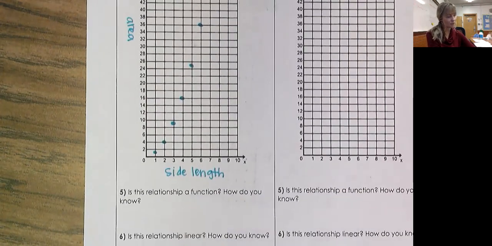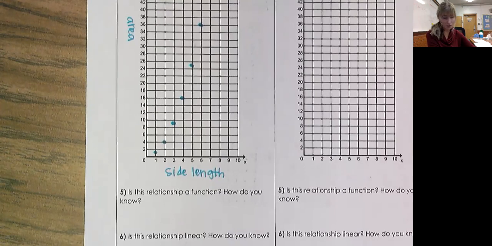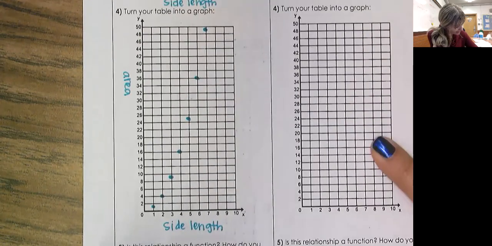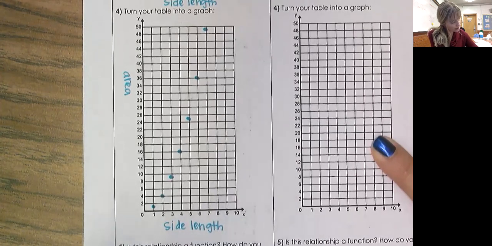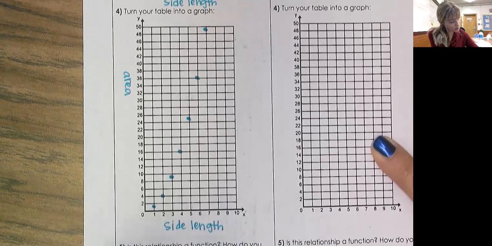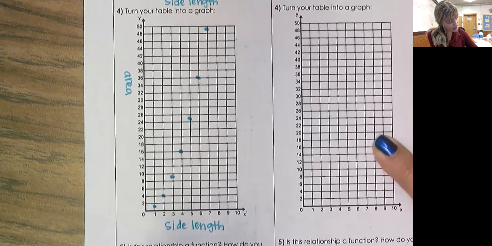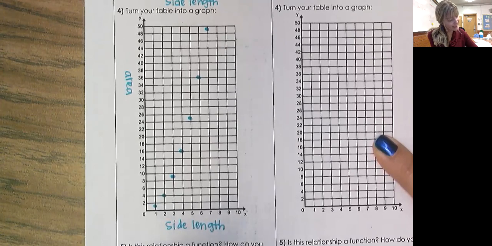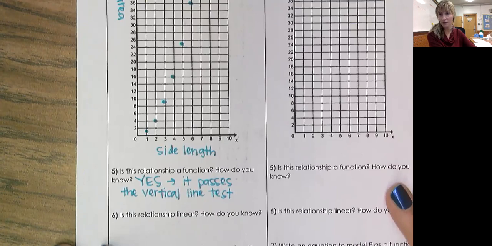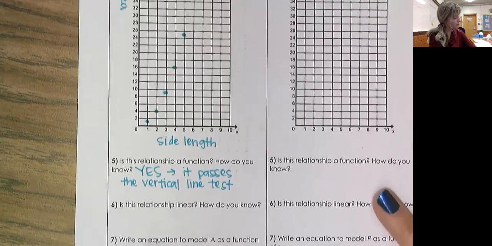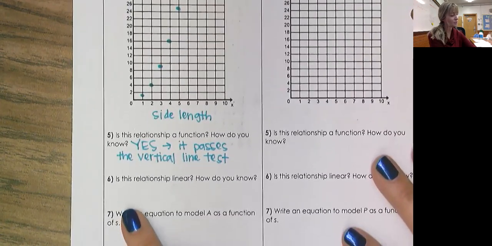Is this relationship a function? Is it a function? Yes, it is. How do you know? It passes the vertical line test. So I want to make it very clear that this relationship is a function. It is a function. Is it a function? Yes, it is. Next question though, is this relationship linear?